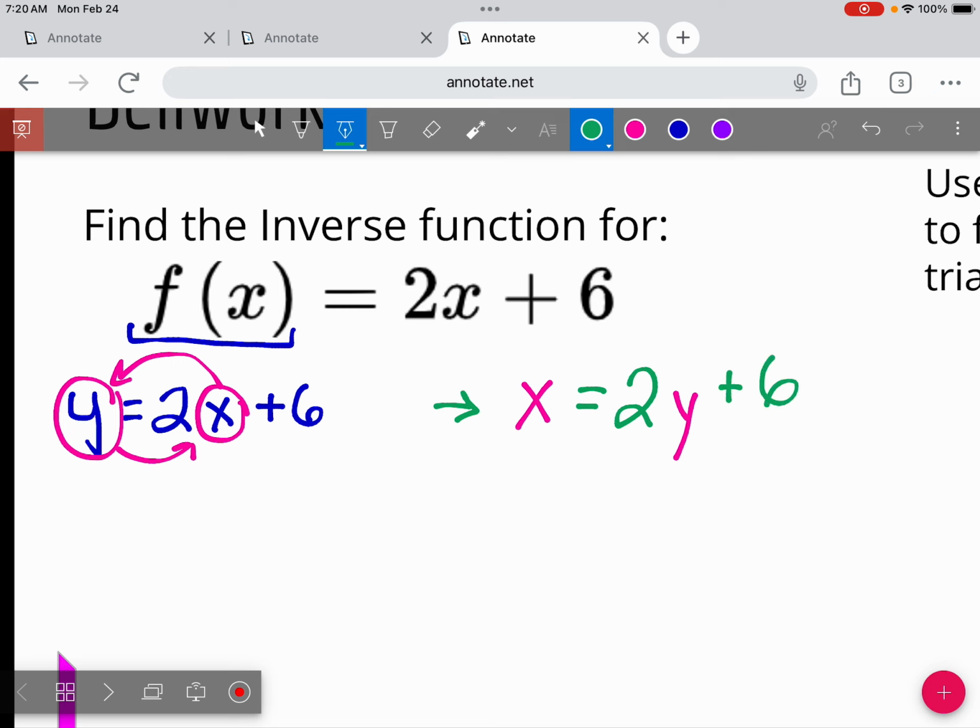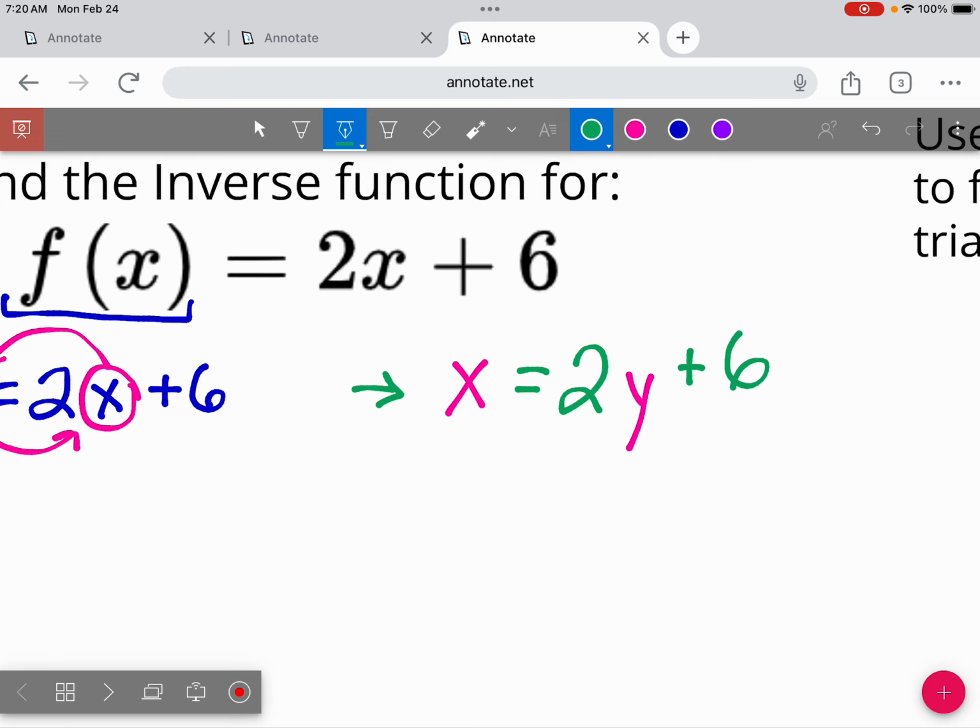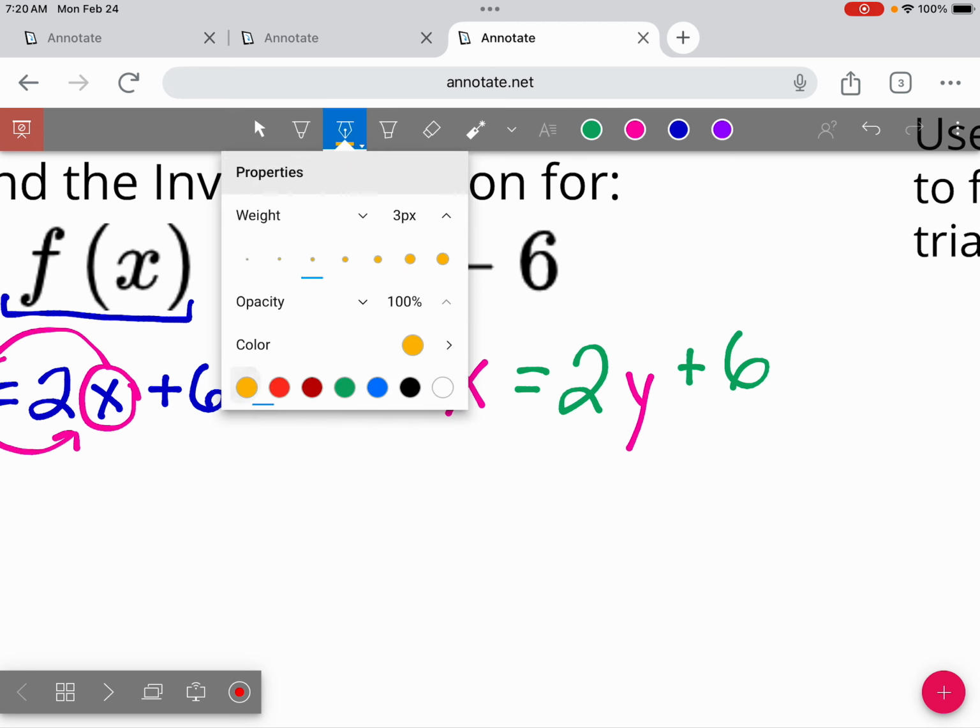But we can't do anything with that. We can't write it in function notation, and it's really, really bad math grammar. So we need to fix it. What do we need to do to be able to fix this? Get y by itself. We want the y by itself because we don't write x equals equations in math.